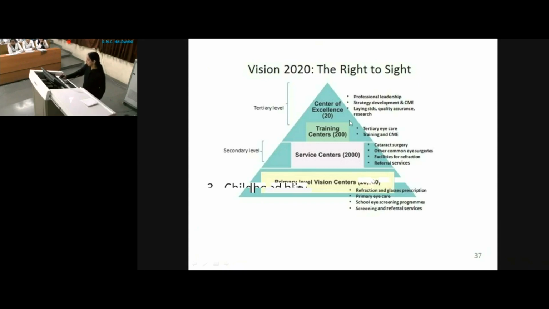Then at the tertiary level, we have training centers, number 200. 200 training centers and 20 centers of excellence. At the training centers, we have tertiary eye care departments, training and CME. Centers of excellence are 20 in number. The activities ongoing here are professional leadership, strategy development and CME, laying standards, quality assurance and research activities. So this pyramid is very, very important.